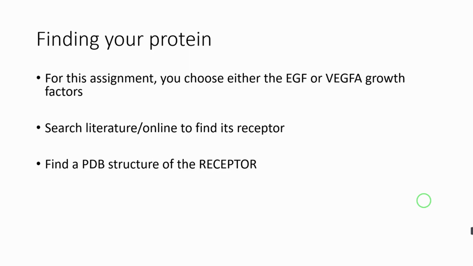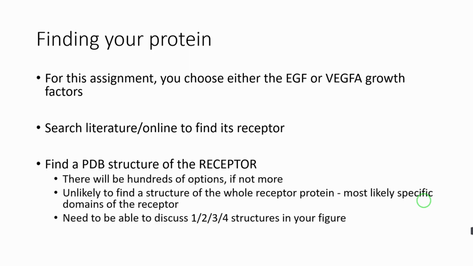protein data bank. These receptors are extremely well-studied proteins, so there will be hundreds of structures solved for these receptors, if not more. There might even be thousands. You're unlikely to find a structure of the whole receptor protein because these are very large proteins. Most likely, you'll find structures of specific domains of the receptor protein, and that's okay. You don't need to be looking for the entire protein. You won't find it.